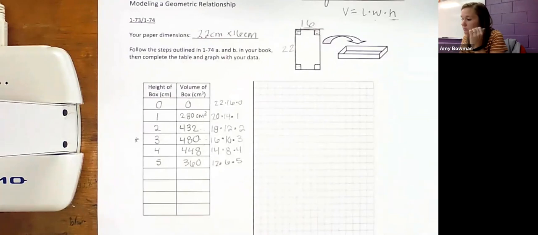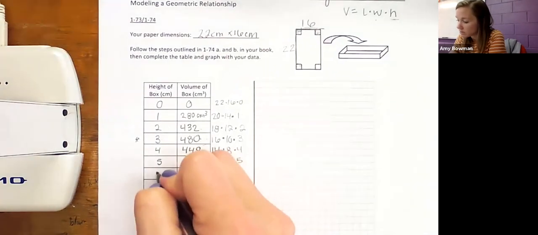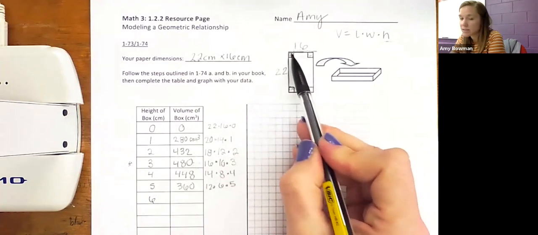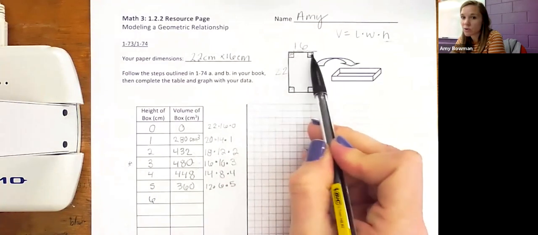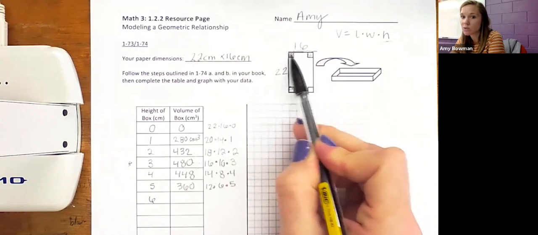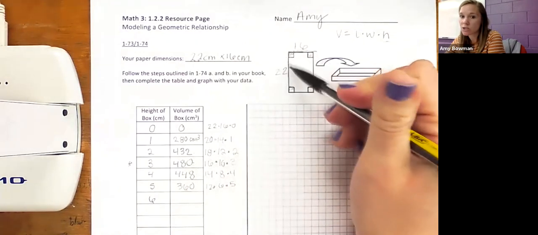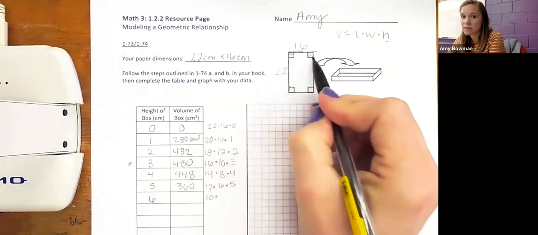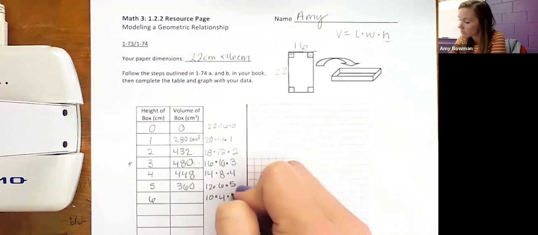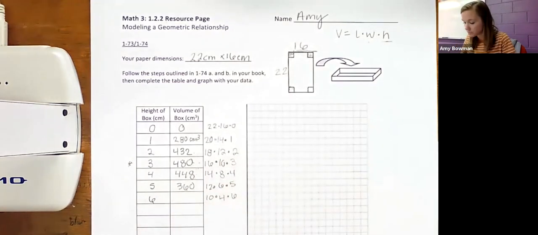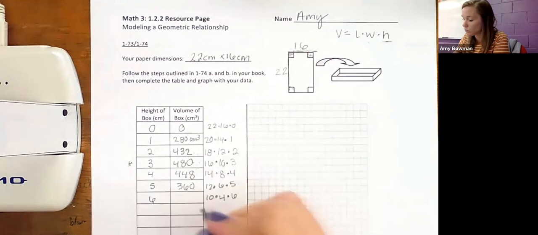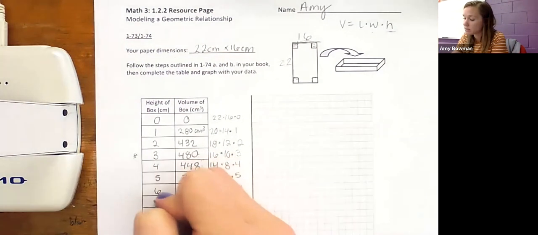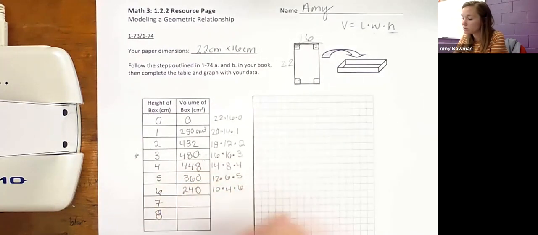Let's do 6 as well. Okay, so now we can speed up a little bit. If I'm taking 6 from each corner here to fold up, that would be 12 total. So 22 minus 12 is 10. 16 minus 12 is just 4, but I've got a height of 6. So 10 times 4 times 6 is 240. So we continue to go down. Let's see, we could continue.